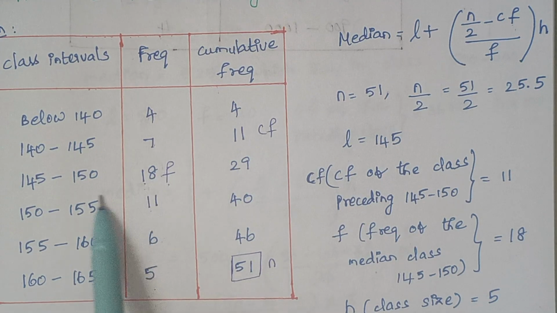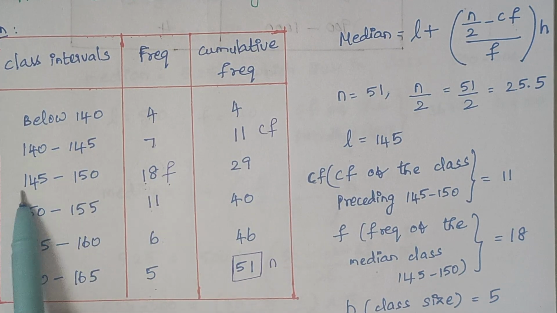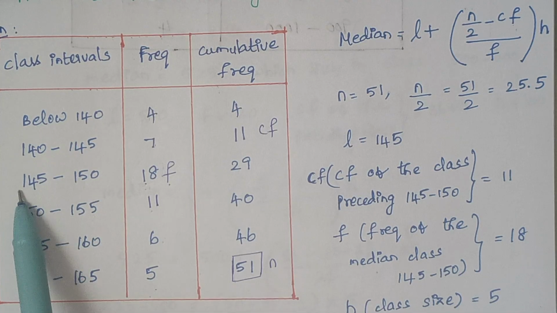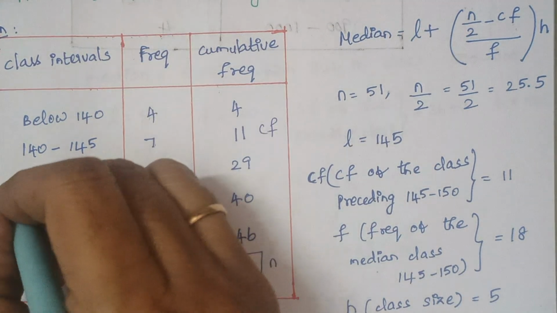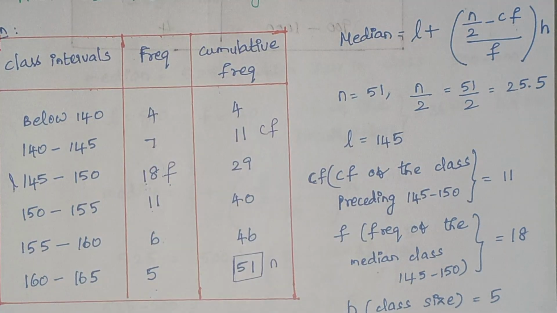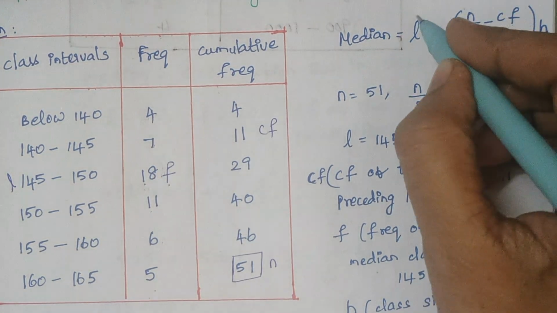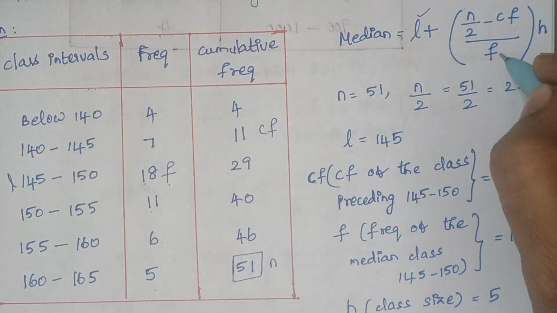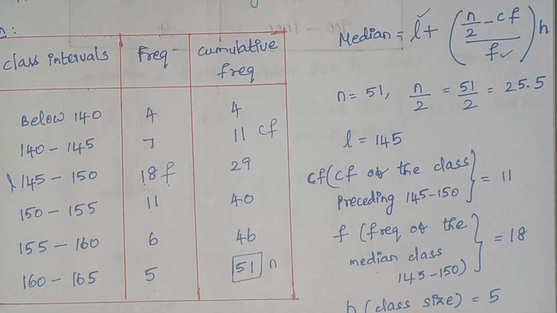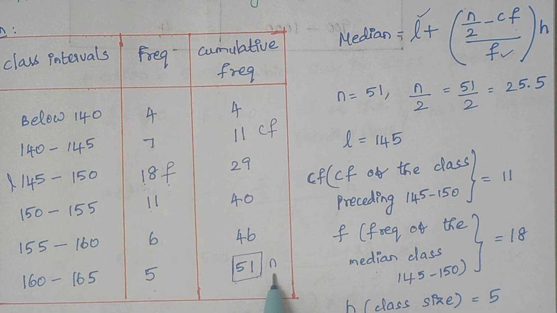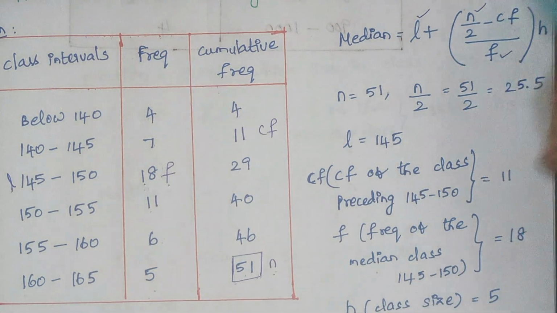And what about the respective class? The respective class is 145 to 150. So this is your value of L. Right. So here we know the value of L and we have calculated the value of f. And the next thing is the last value over here. This is your value of n. So n is nothing but 51. So we have calculated n also.